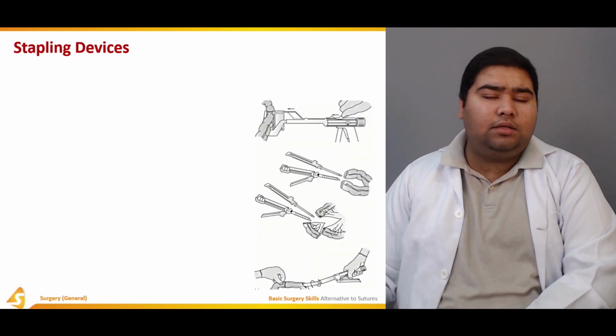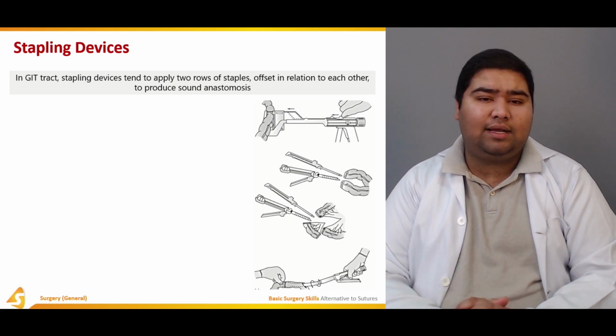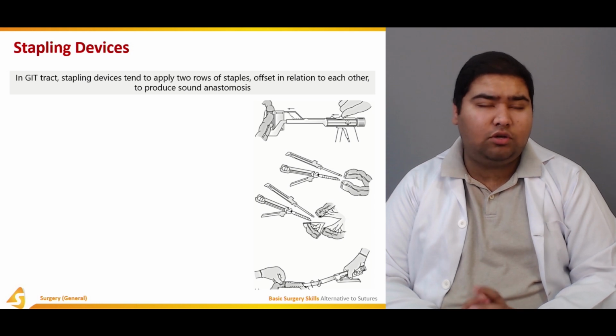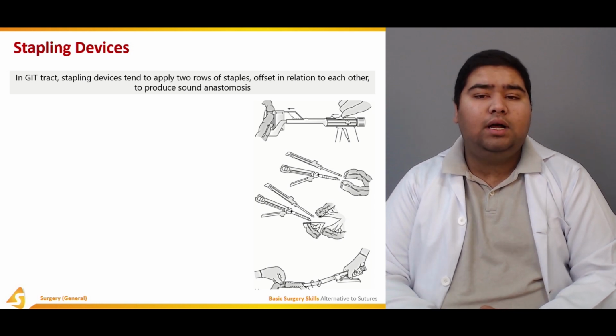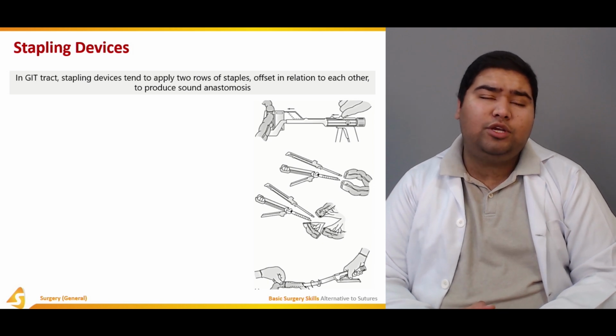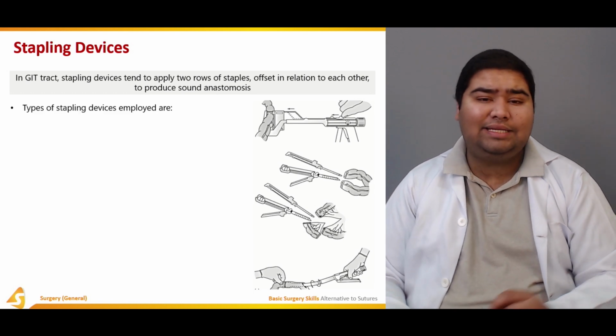So what are the various stapling devices? In the GI tract, the stapling devices tend to apply 2 layers of staples or 2 rows of staples. These are produced in relation to each other to produce a sound anastomosis. So let's see how that happens.